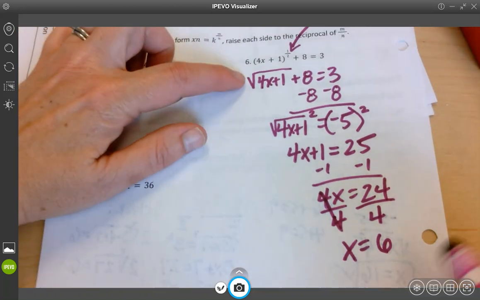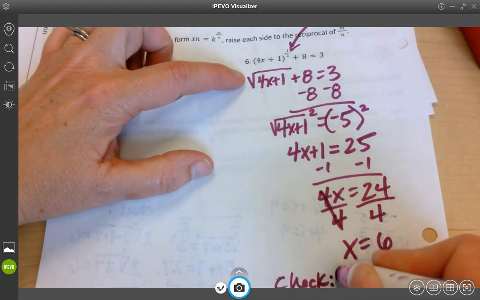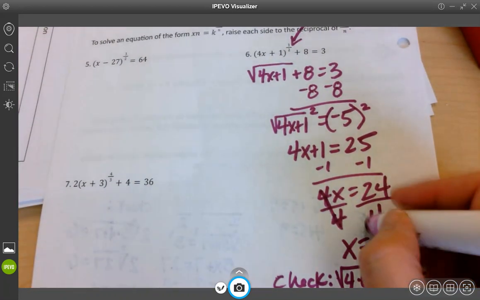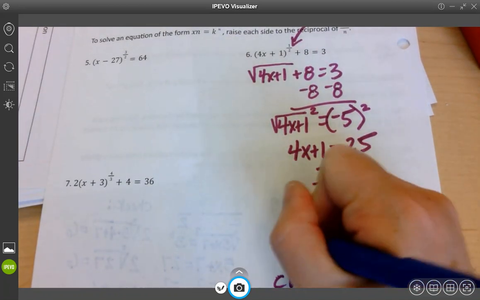So I'm going to put it back in here. Square root of 4 times 6 plus 1 plus 8 equals 3. 4 times 6 is 24, plus 1 is 25. So square root of 25 plus 8 equals 3. I'm getting 5 plus 8 equals 3. Does it work? No. So that means that I'm going to throw out this solution, and there is actually no solution.